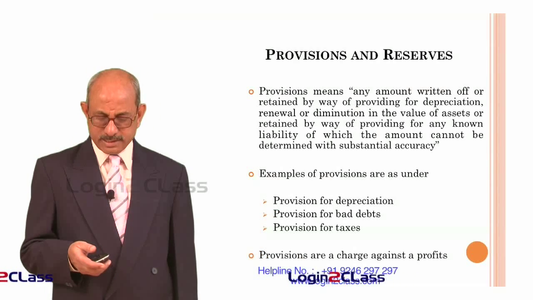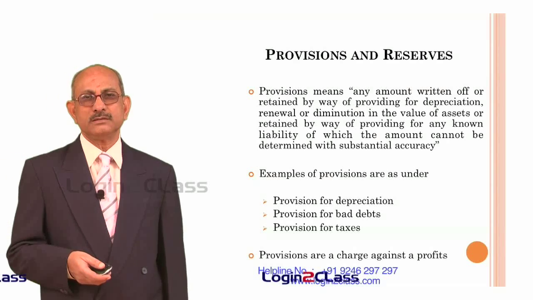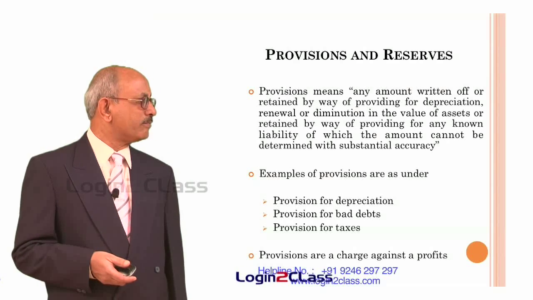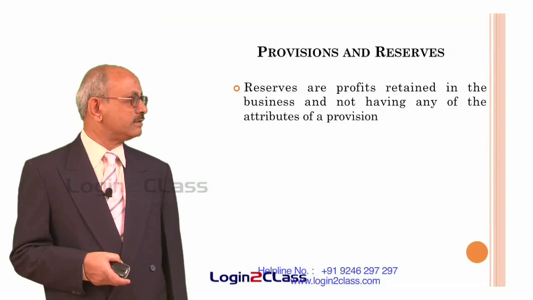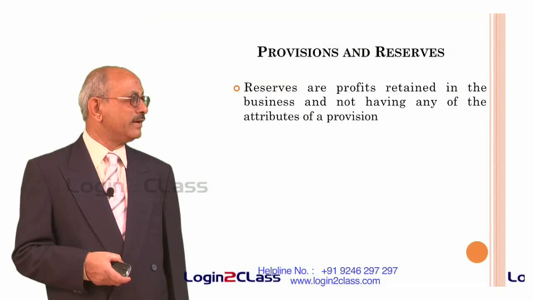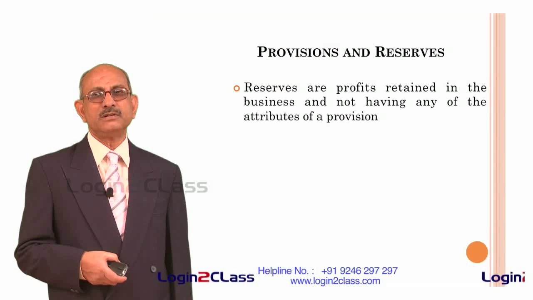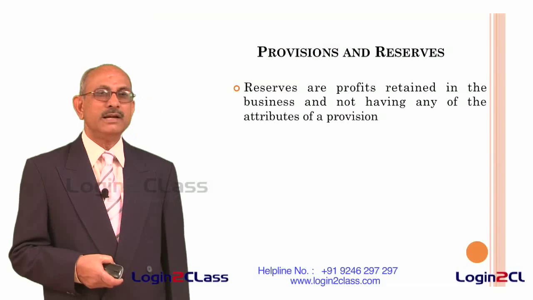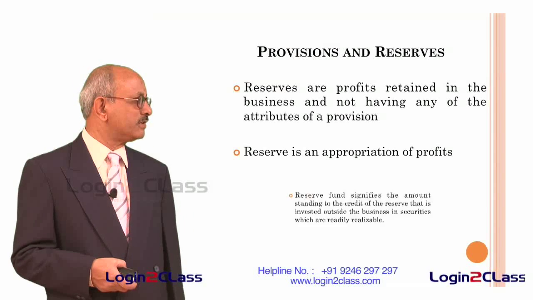Provisions are always a charge against profits. That means they are taken out of the profits. The profit and loss account is debited and these provisions are made. Whereas reserves are entirely different from provisions. Reserves are profits retained in the business and not having any of the attributes of a provision. That means they are out of the profits already made by the entity. They are not a charge on profits, they are an appropriation of profits. That means they are appropriated from the profits.